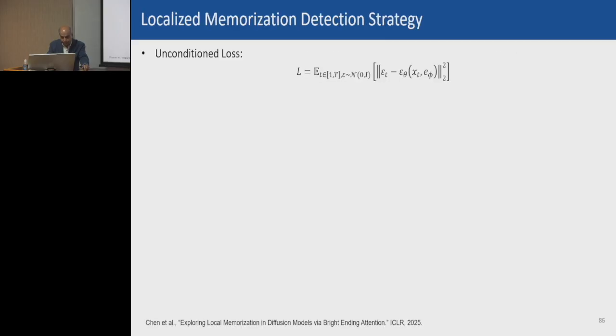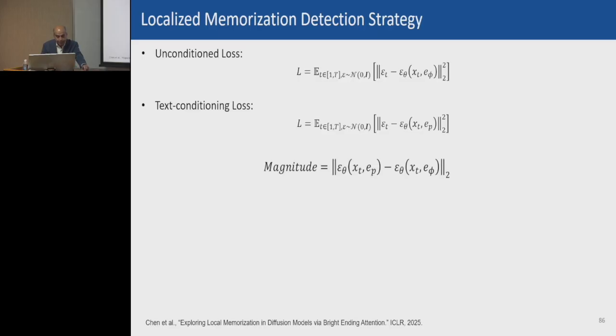So what we are going to do is that we want to look at this loss again. So if you generate an image unconditionally, this is a loss, right? So you want to minimize the loss between the ground truth noise and the noise estimated by the network. And this is the text condition, where we have the prompt here. And then magnitude, as I explained to you, is the difference between these two losses.